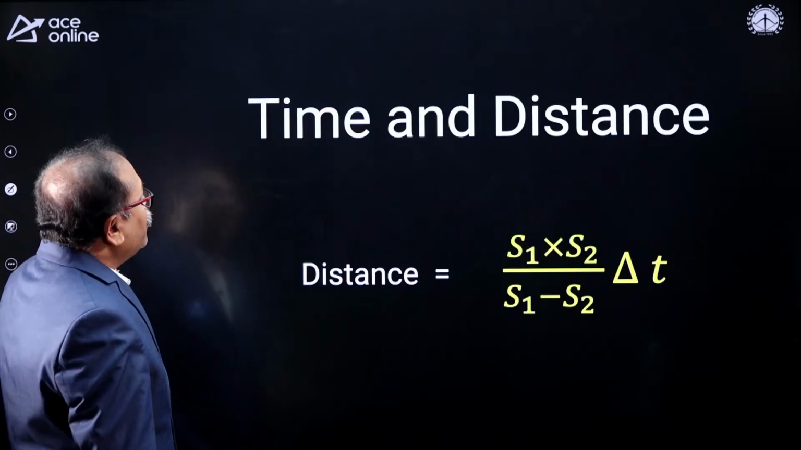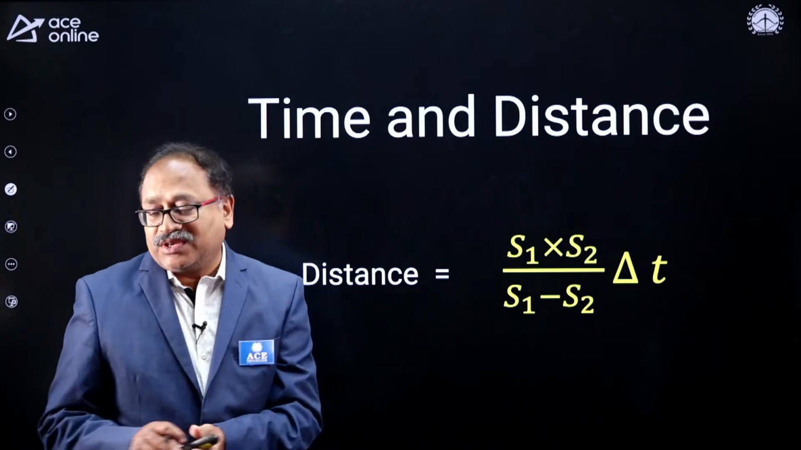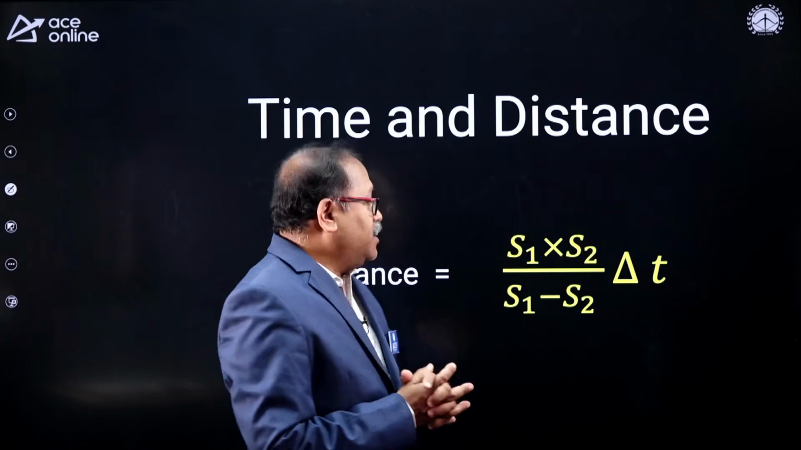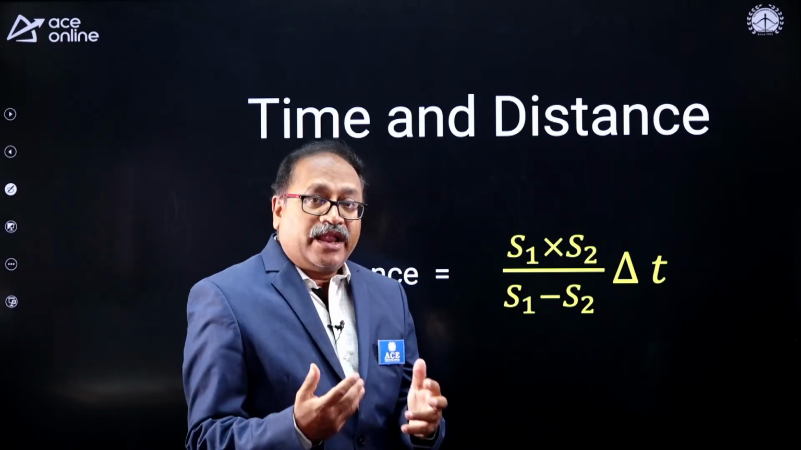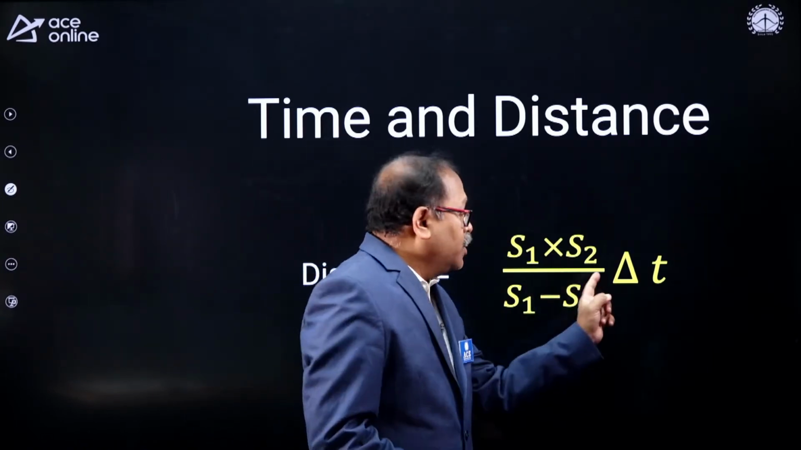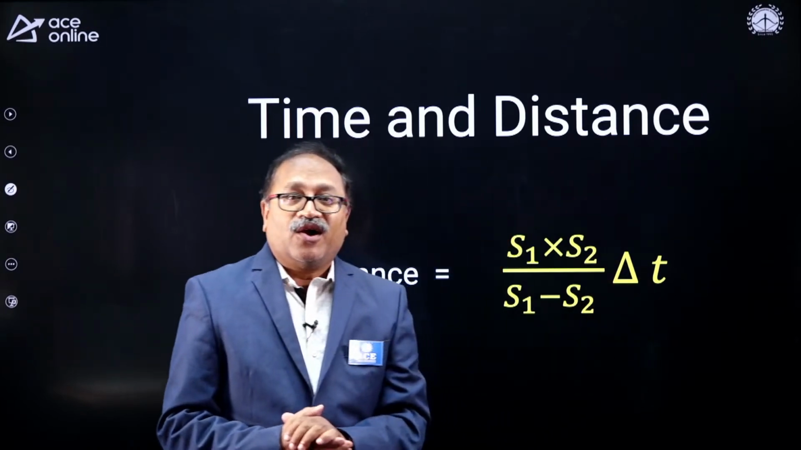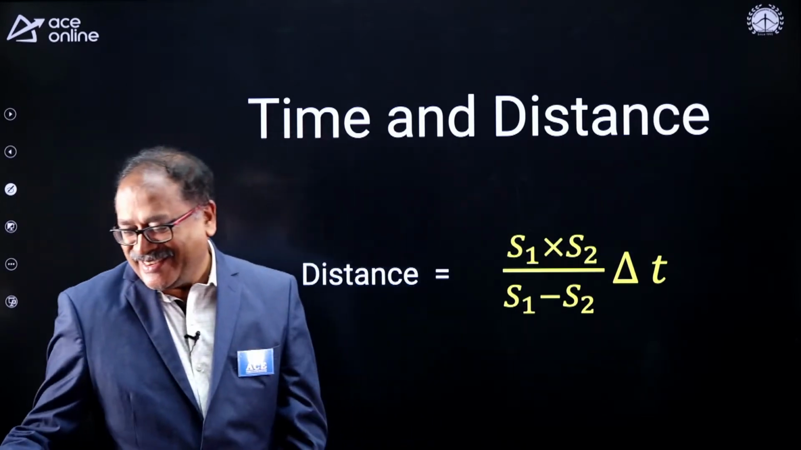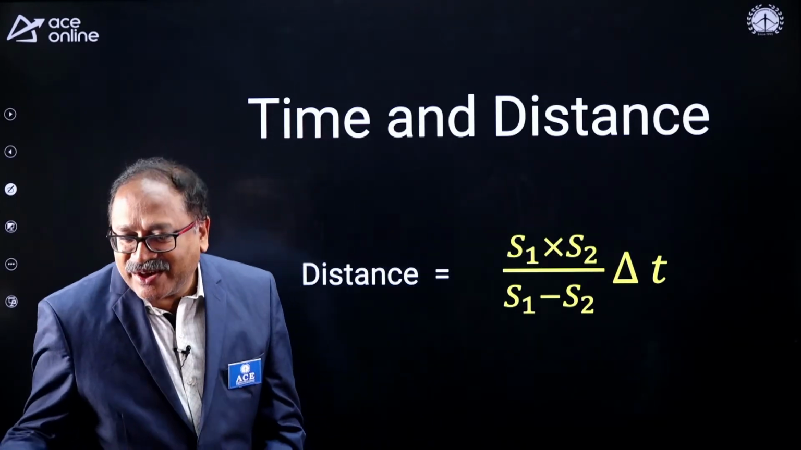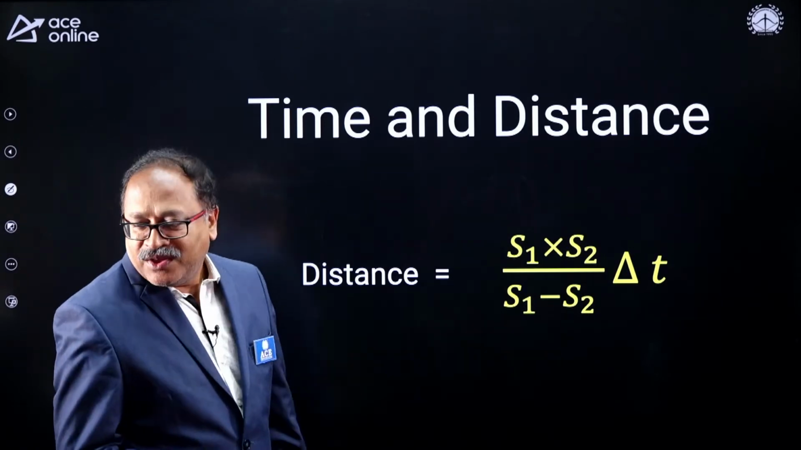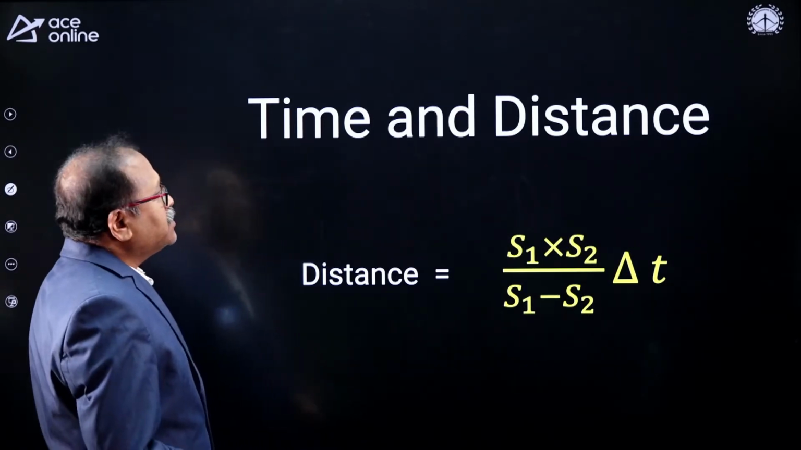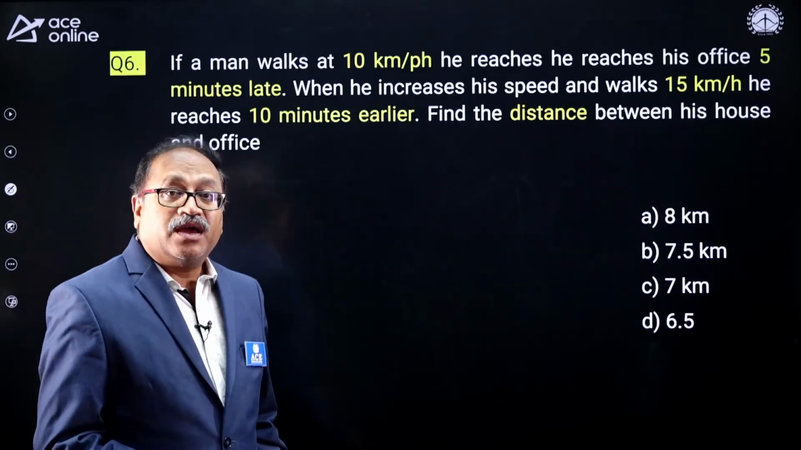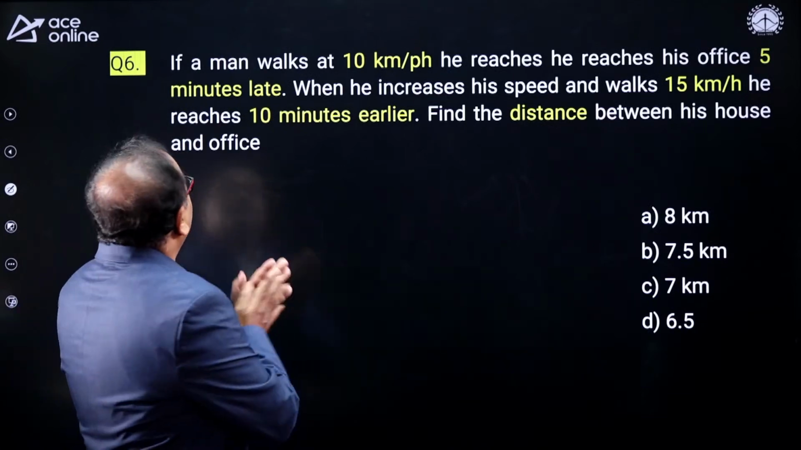Now here there is a formula we use in time and distance, and that is S1 into S2 by S1 minus S2, into the difference of time. In which cases do we use this formula? Let's go with the question. Jaya, get ready to answer this question, or at least see how we apply this given formula and which type of question. So I took the question here.